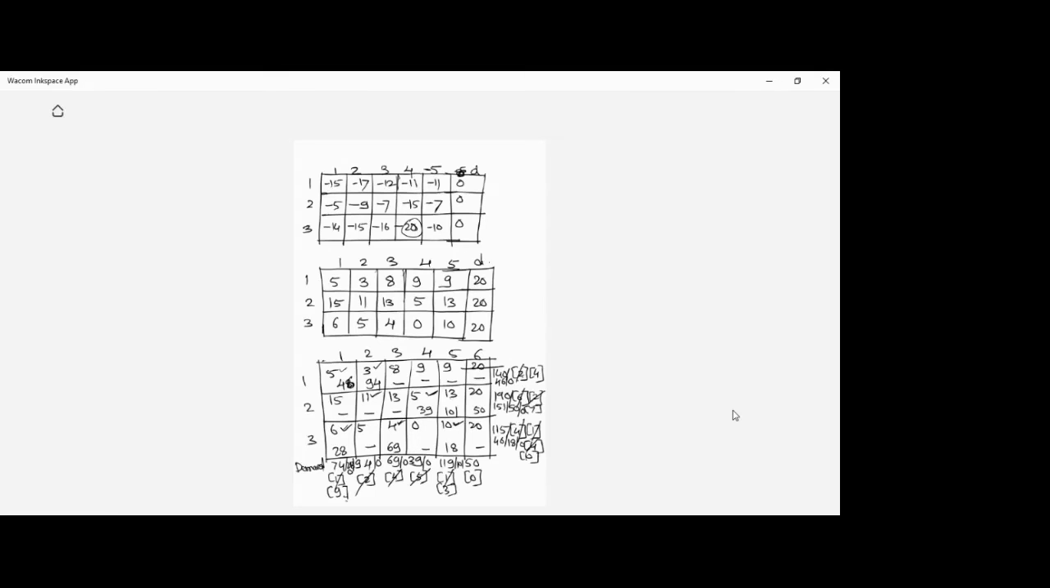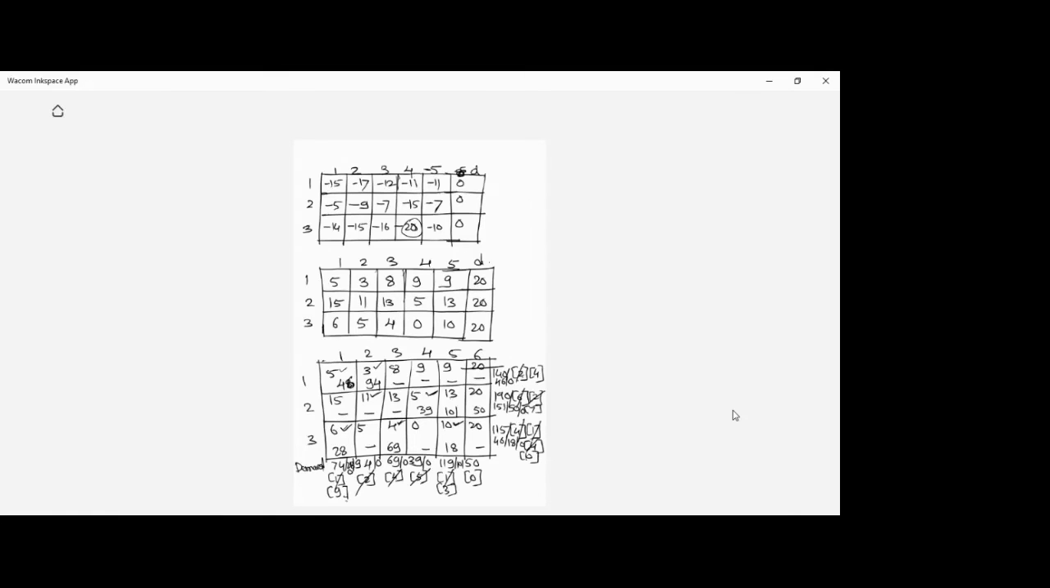Right. So now you can see the entire VAM solution is ready. I'll be copy pasting it on the next page, and then we'll be checking if this is an optimal solution or not. The process is going to remain same.